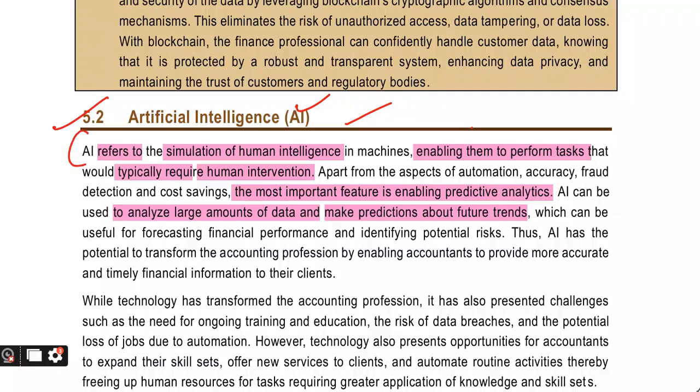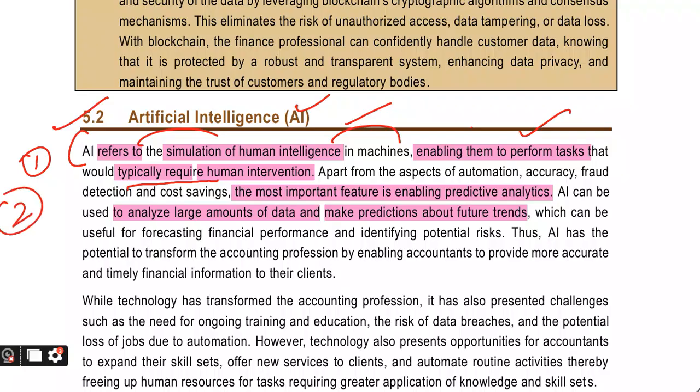How will you define it in the exam? AI refers to the simulation of human intelligence in machines. What is AI going to do? It is going to perform the tasks which humans were actually doing, which typically require human intervention. So this is the first point.